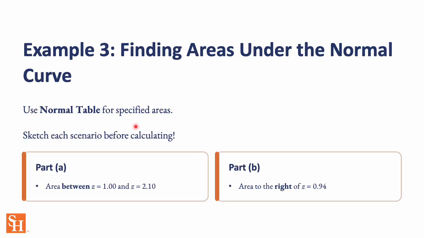So far we have learned how we can find the area to the left side of some G value, and now we will see how we can find the area in between two G values, and how we can find the area to the right side of G values, and we'll discuss that in the next slide.